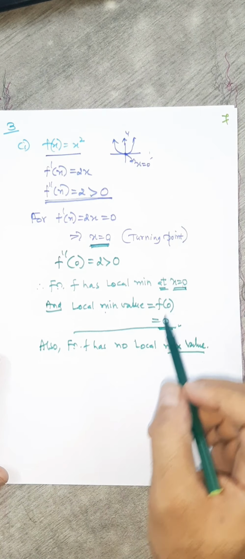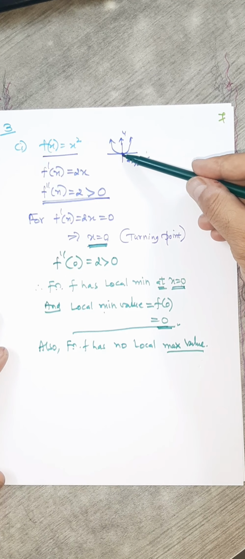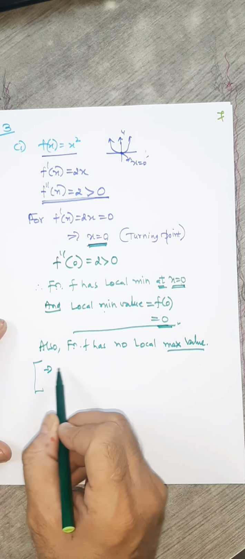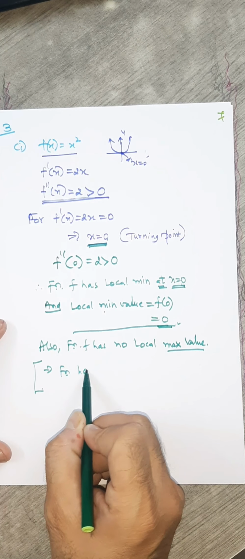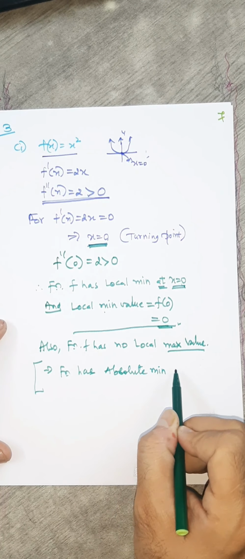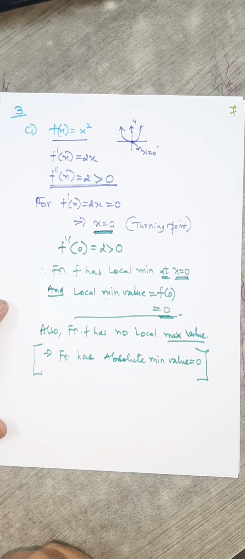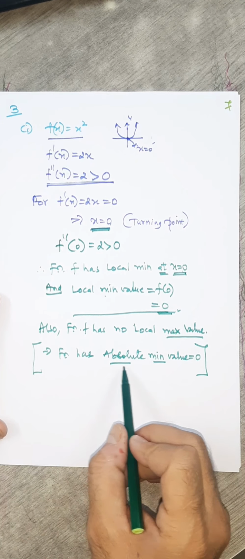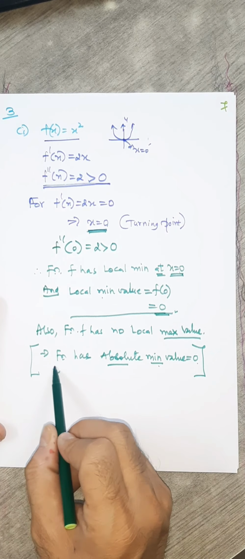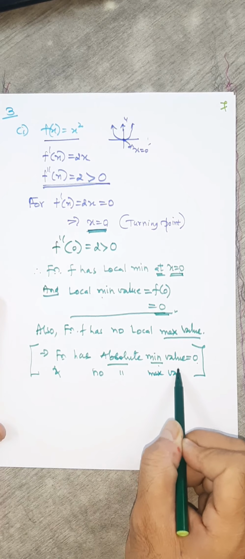From the graph also it's obvious. Not only that, in fact, you can also notice that this is not only a local minimum value, but also the absolute minimum value, just for your information. Further, the function has absolute minimum value equals 0. This is not asked, I'm telling you for your reference. Absolute means this is the lowest value of the function. There is no value lower than this.